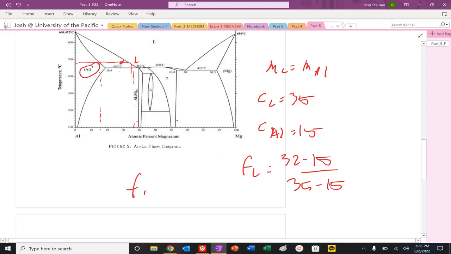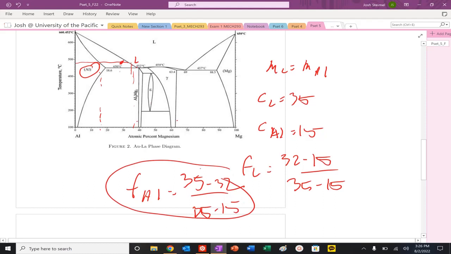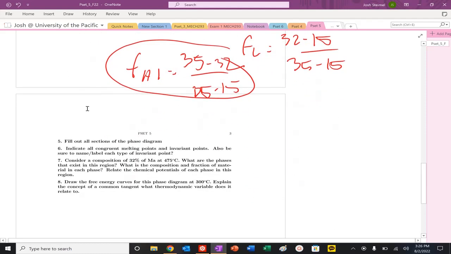My fraction of Al will be equal to what? Again, going opposite, 35 minus 32 over 35 minus 15. So again, you see, Al is smaller. Why? Because I'm very close to that liquid phase. Makes sense, hopefully, to you.